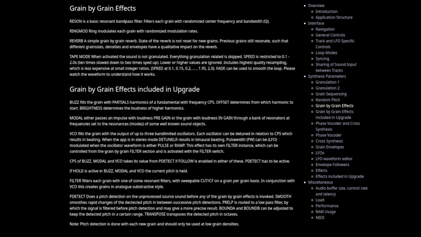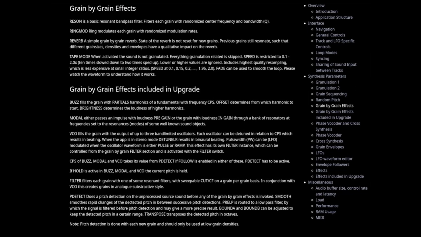Detect does a pitch detection on the unprocessed source sound before any of the grain-by-grain effects is invoked. Smooth smooths rapid changes of the detected pitch in between successive pitch detections. Prelp is routed to a low-pass filter, by which the signal is filtered before pitch detection and may give a more precise result.